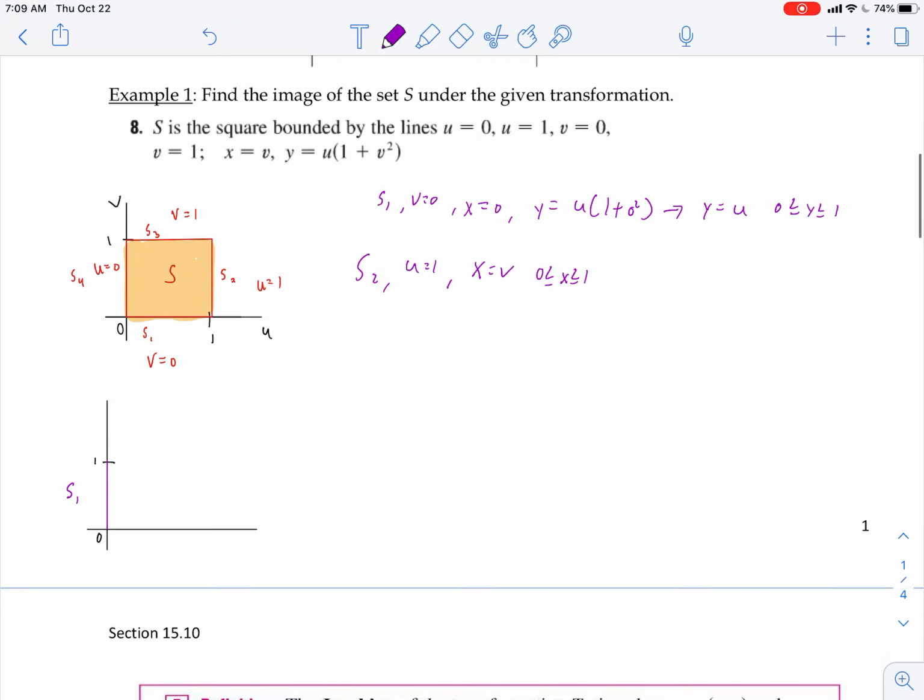And then when we do y, it is equal to u, which we are saying is 1. So 1 times 1 plus v squared. So that's just going to be y equals 1 plus, well, what do we know v to be? Well, v is just x, so it's just x squared. So here we have the parabola 1 plus x squared between 0 and 1 on the x.